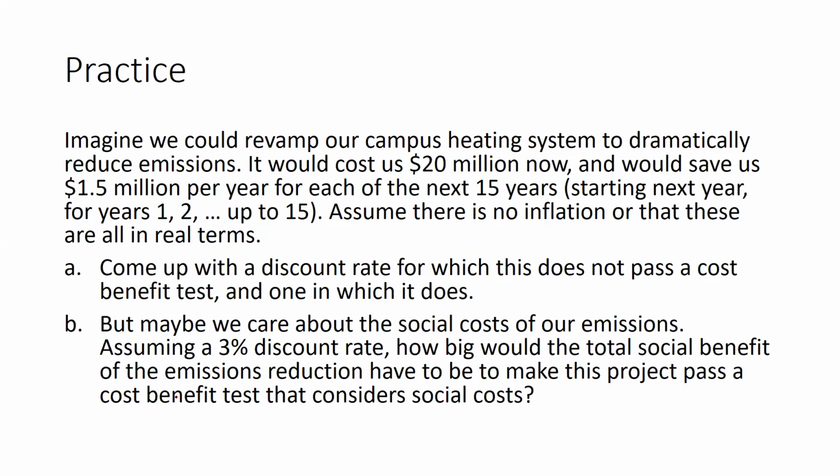But what if there are more costs than just the $20 million to revamp our heating system? What if there are social costs? How big would the social benefit of the emissions reduction need to be in order to make this project pass if it considers social costs? And for this one, let's assume that 3% rate. So to be clear, when I say it costs us 20 million, that 20 million is now inclusive of social costs.